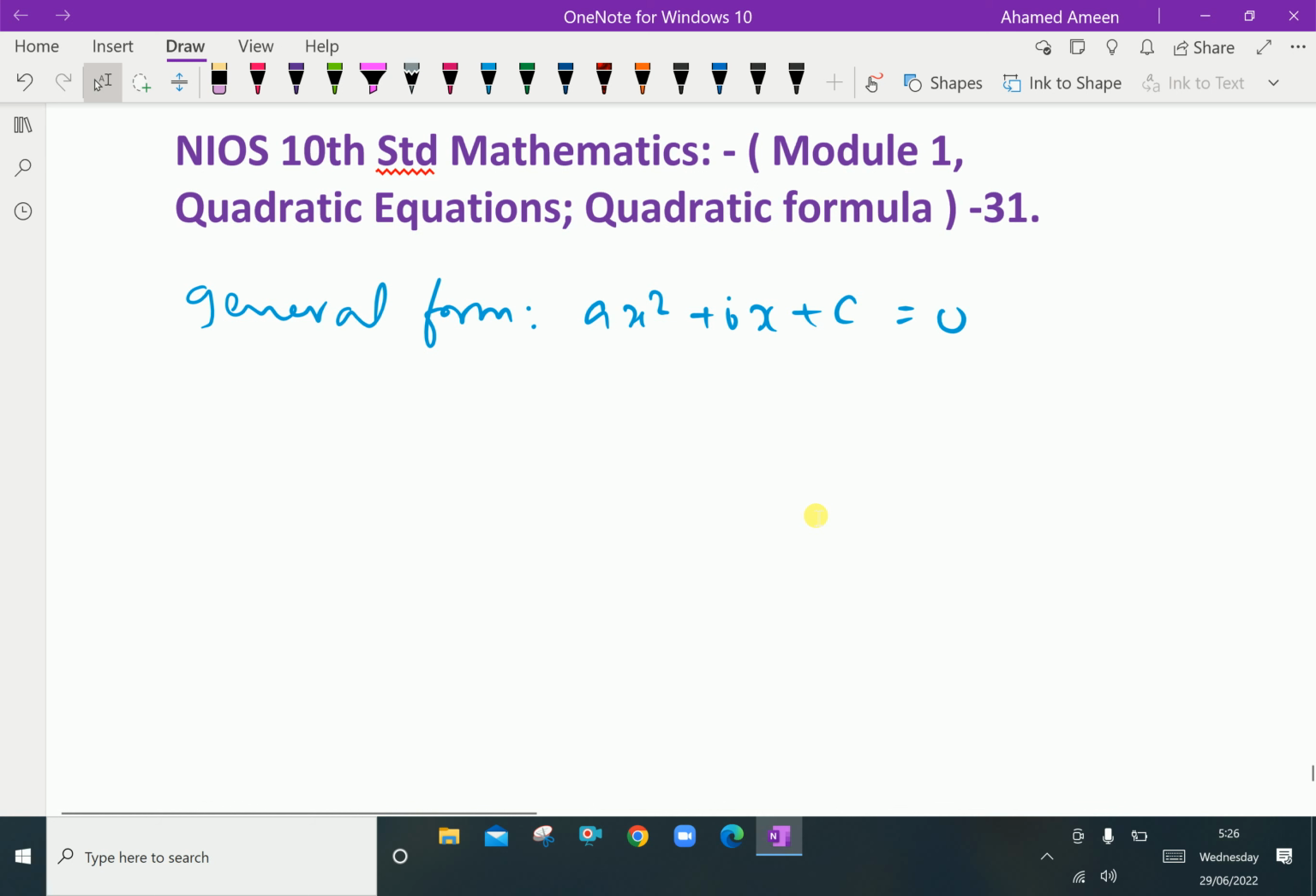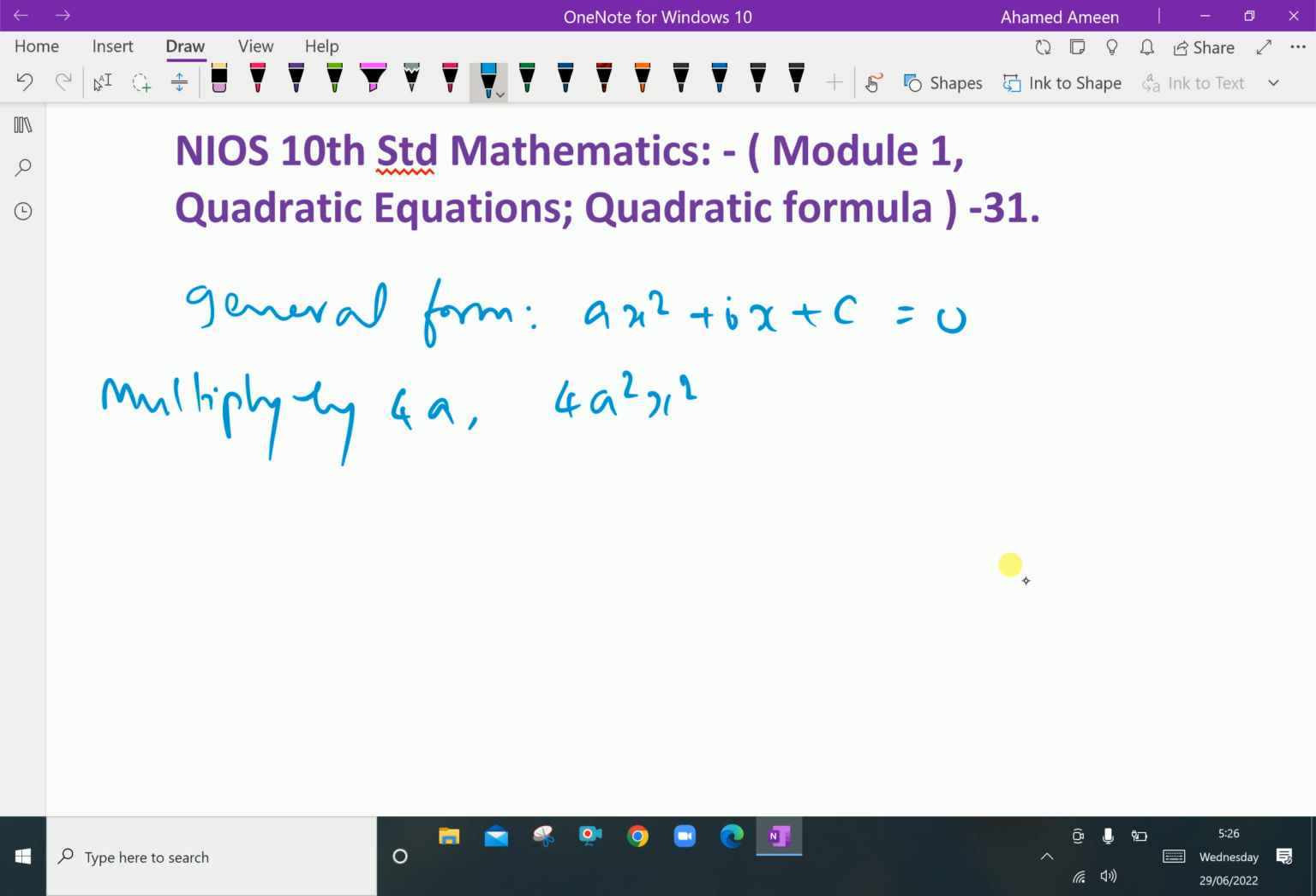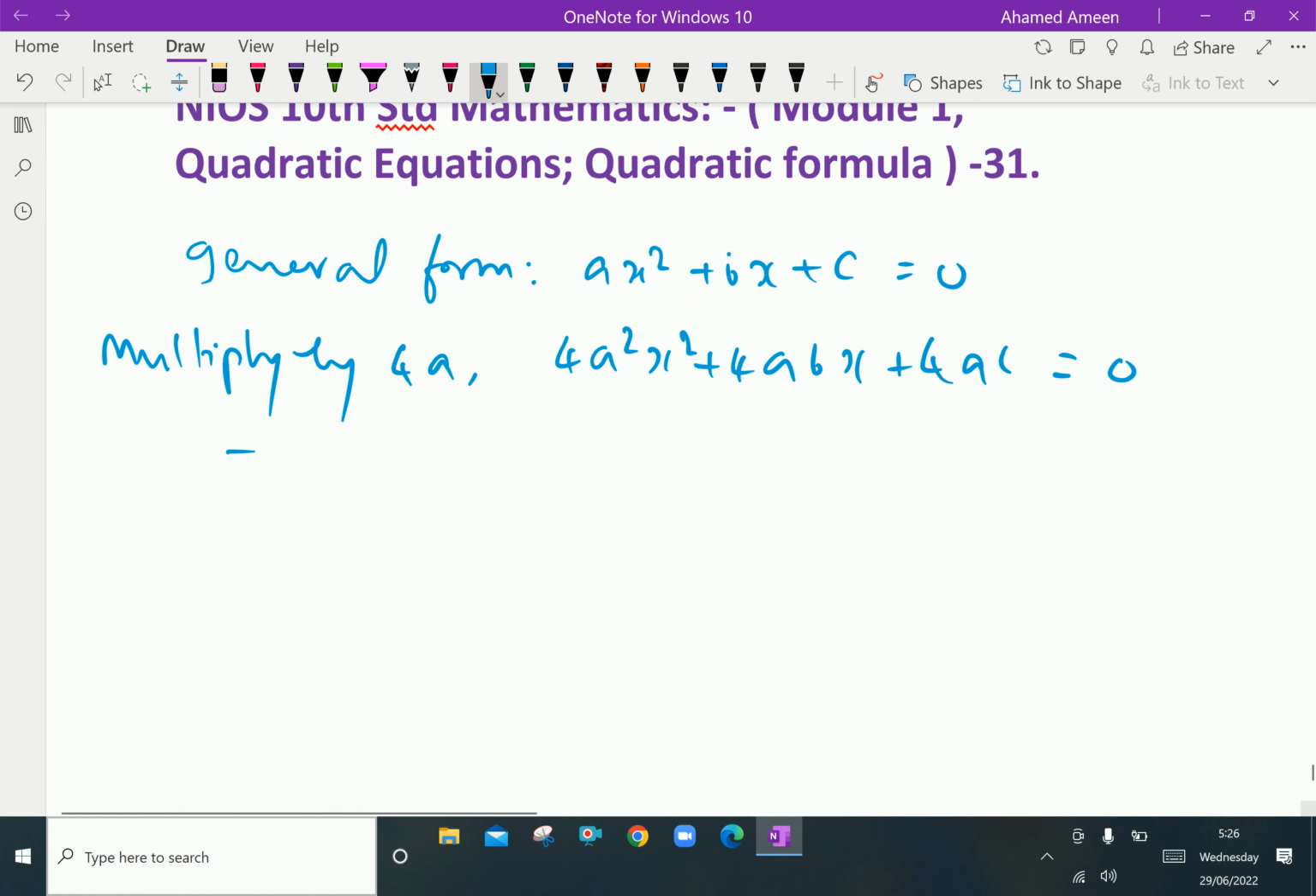Now multiply by 4a throughout. Multiplying by 4a both sides, it gives 4a squared x squared plus 4abx plus 4ac equals 0 into 4a, which is 0. Now look at here, we will make the perfect square.